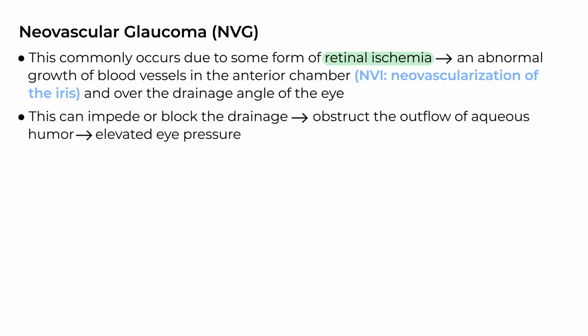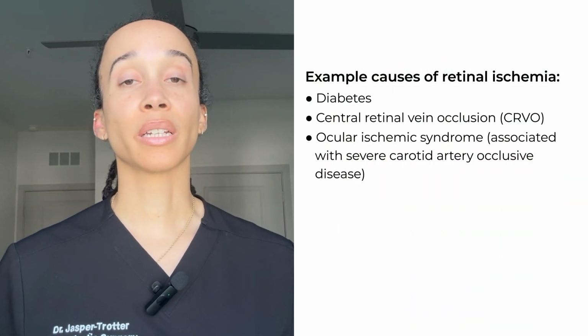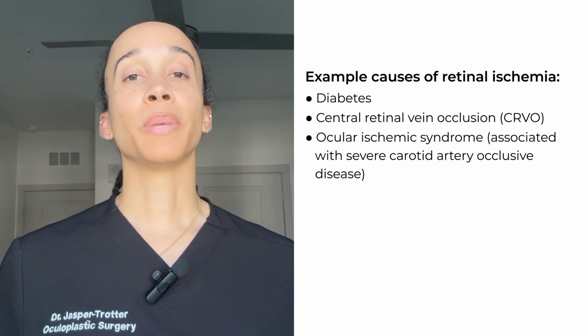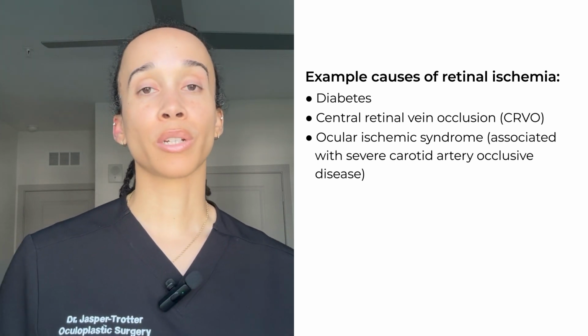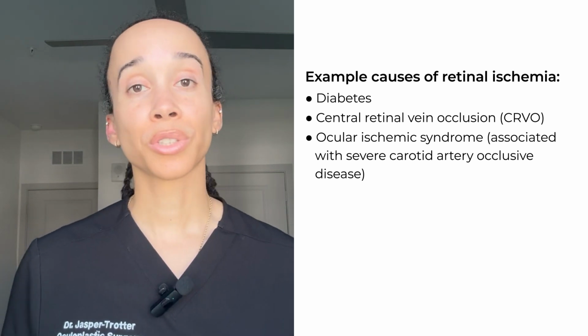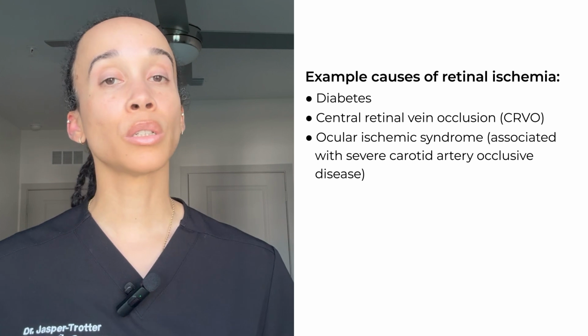So this can impede or even block the drainage system, which then obstructs the outflow of the aqueous humor and elevates the eye pressure. And some conditions that can lead to retinal ischemia and ultimately neovascular glaucoma include diabetes, CRVO or central retinal vein occlusion, as well as ocular ischemic syndrome, which is associated with severe carotid artery occlusive disease.